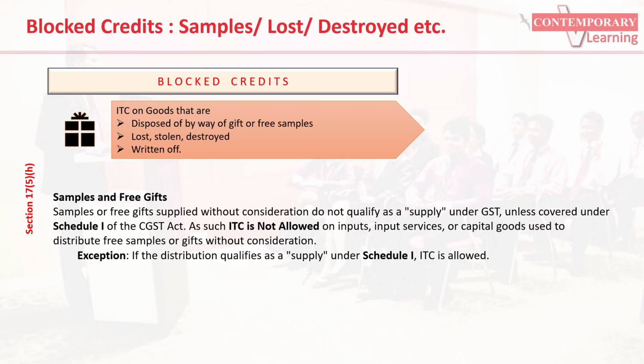However, if the distribution qualifies as a supply under Schedule 1, which covers certain transactions deemed as supplies, even without consideration, then ITC is allowed. For lost, stolen, destroyed, or written off goods, the blocking is because there's no corresponding output supply to match against the input tax credit claimed.